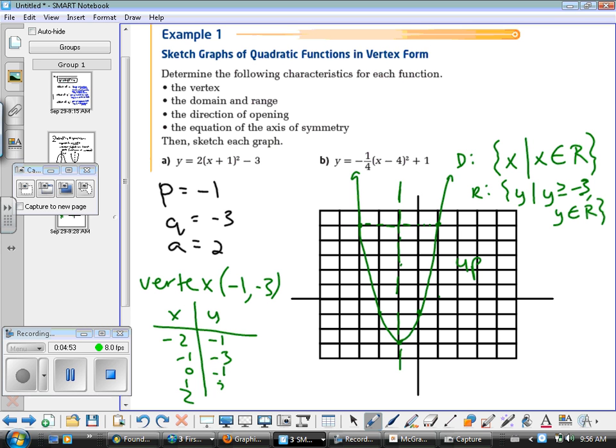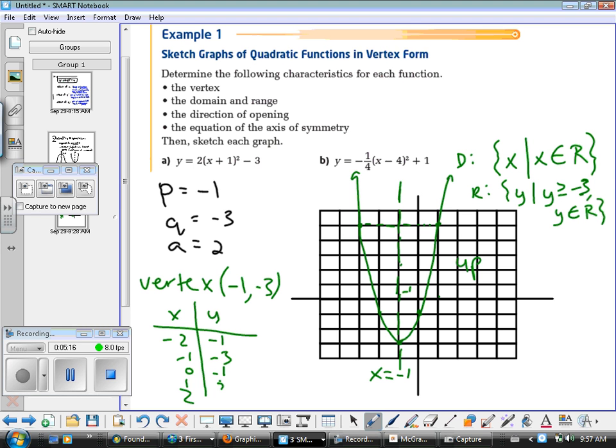Okay. The equation of the axis of symmetry, well, this is a vertical line. It cuts through x equals -1. So the equation of that line, the axis of symmetry, is x equals -1. And then we were supposed to sketch the graph after that, which I didn't do. I did it at the beginning. Sorry. Okay. So that is our first one.